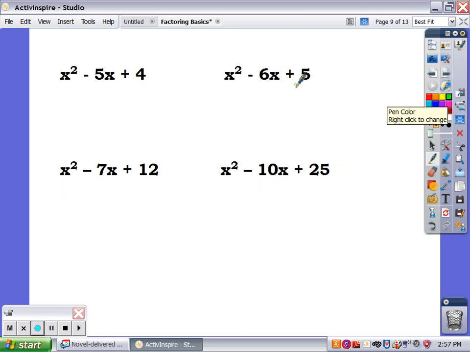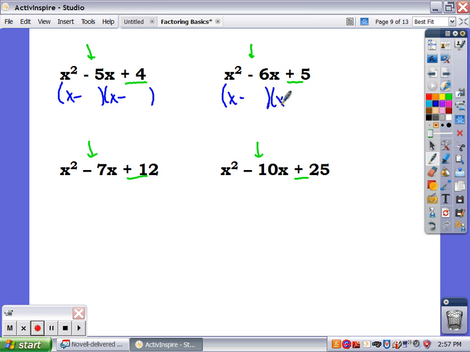Now what's nice here is that the last term is positive in all these. I'm just looking at the sign there, but all of the middle terms here are negative. And that's giving me a hint about the signs before I even dive into this problem. I know every problem on this page has to be a negative times a negative gives me a positive.